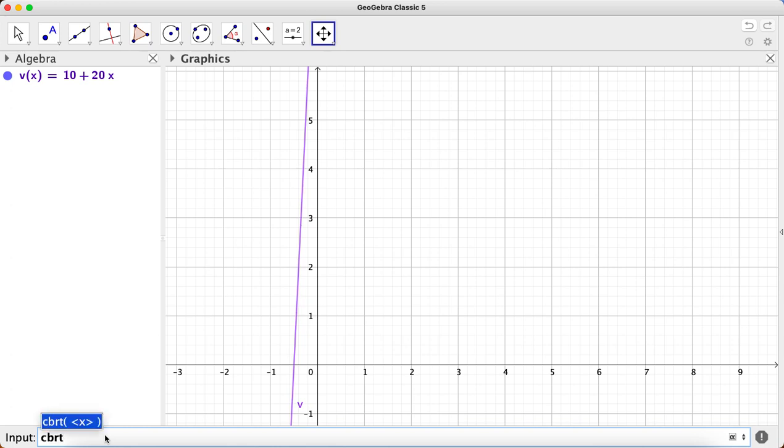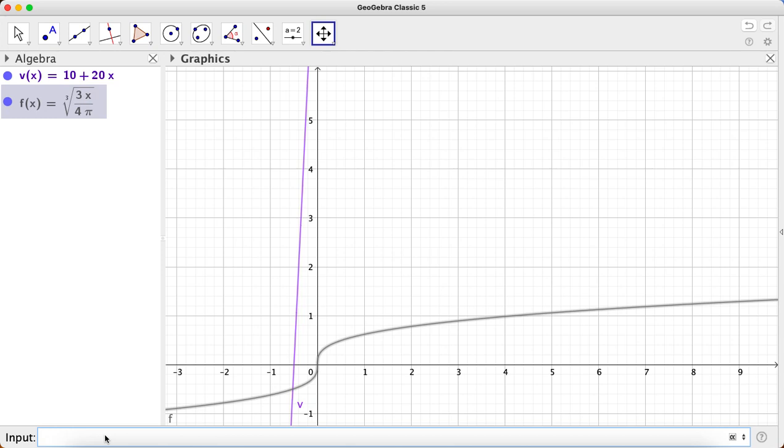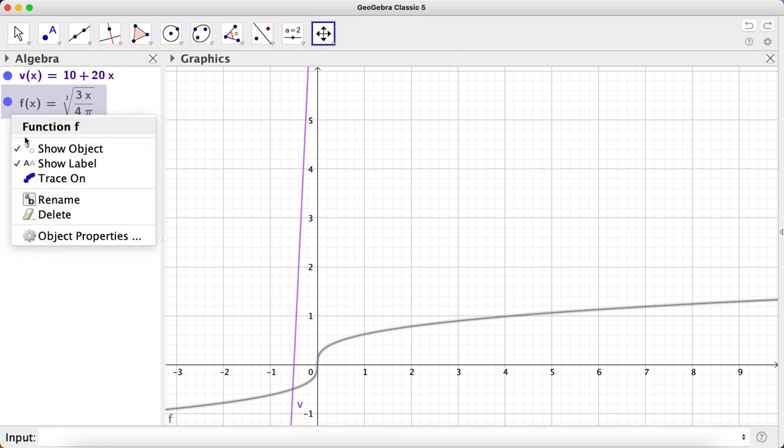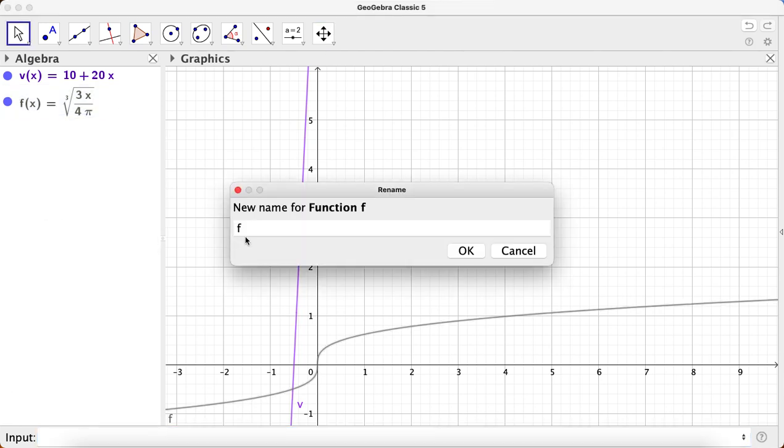And it took me a little while to figure out how to put a cube root in here, but Google is my friend. So 3x over 4 pi. I think we did that right. Okay, so now we have the radius function, and I will just rename that to r.